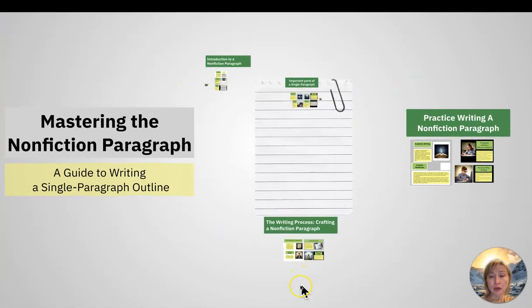So I hope you have memorized the structure of a single paragraph, and it will help you not only to write the paragraph, but as I mentioned before, to write the whole essay.